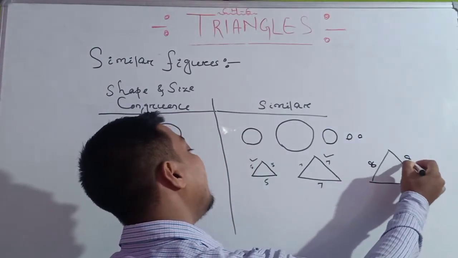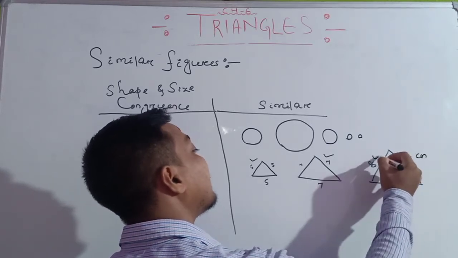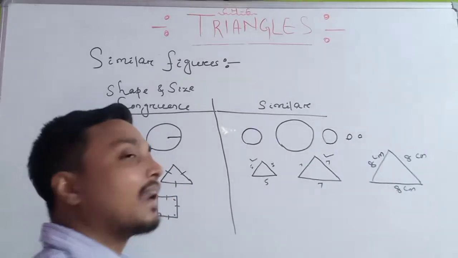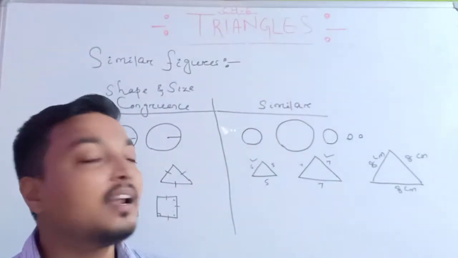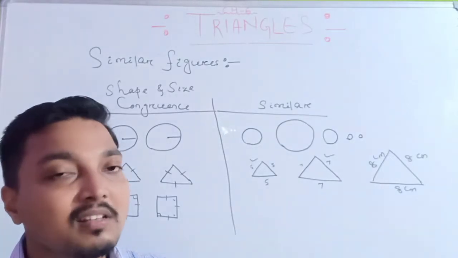Here is also another figure I am showing. Suppose here it is 8, here it is 8, here it is 8, centimeter each. So from these three triangles, one thing is clear, that the three figures have the same shape but do not have the same size.